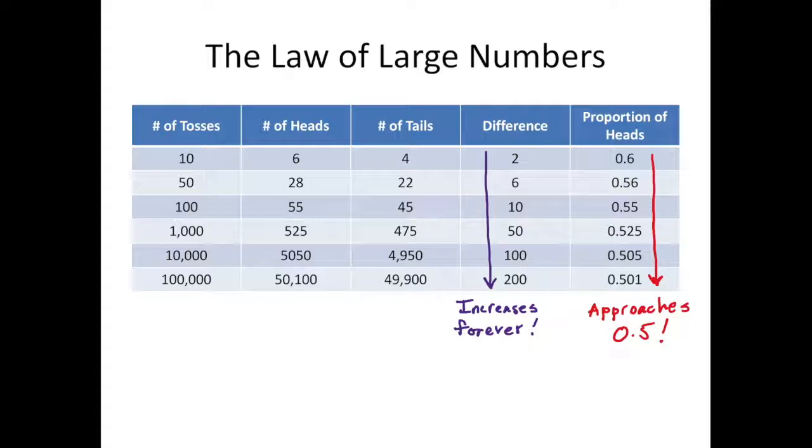But the difference between the number of heads and number of tails, as that proportion approaches 0.5, I can make the difference increase without bound. So it's getting larger and larger and larger. It never approaches a specific value. So this limiting behavior, as you might say, appears to hold for proportions, but not for frequencies themselves.